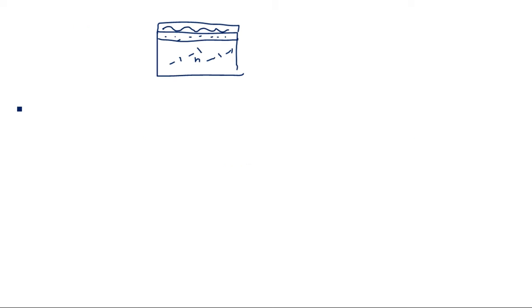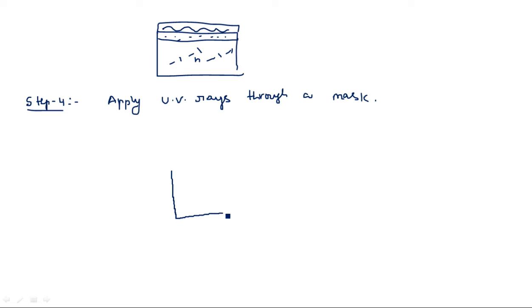Now step four, apply ultraviolet rays through a mask. Where do we need to keep the mask? The mask should be kept wherever you want to remove the oxidation layer. If I want to remove the oxidation layer at the center, I use the mask at the center of this substrate.